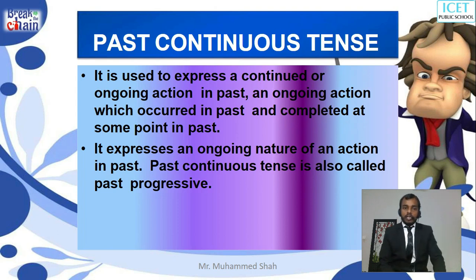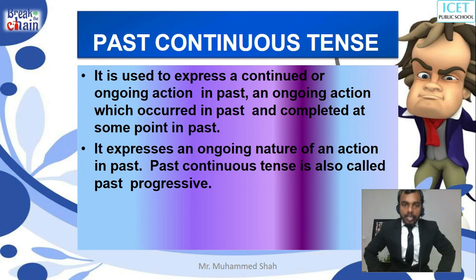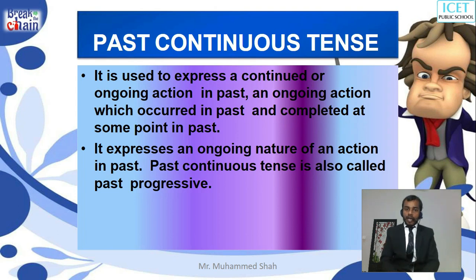An ongoing action which occurred in the past and completed at some point in the past. Everything that completed in the past. It was an ongoing process. It expresses an ongoing action in the past, which occurred in the past and completed also in the past at some other time. For example, it was raining. That started in the past and finished also in the past, and it was an ongoing process at that time. It expresses an ongoing nature of an action in the past.